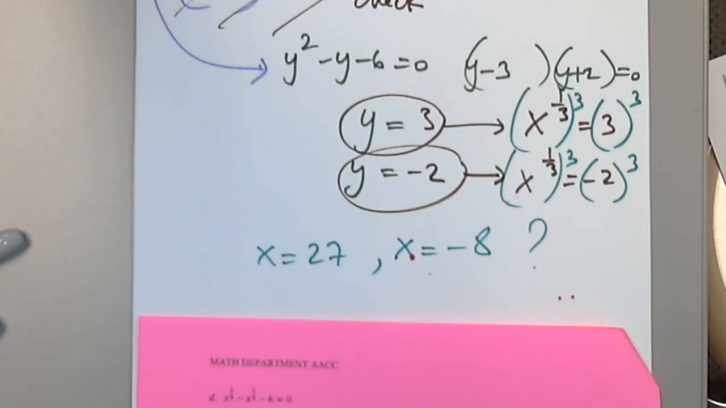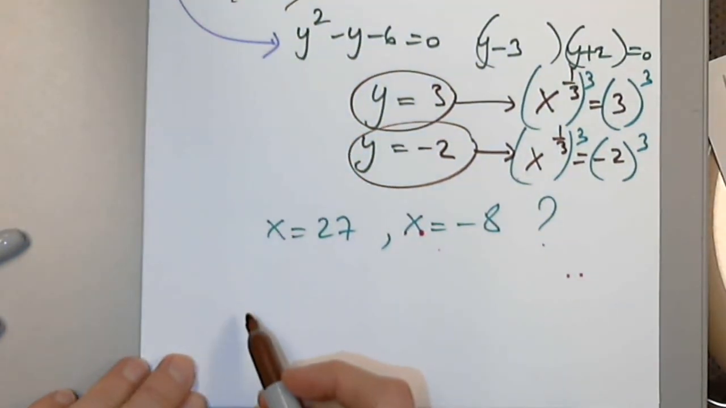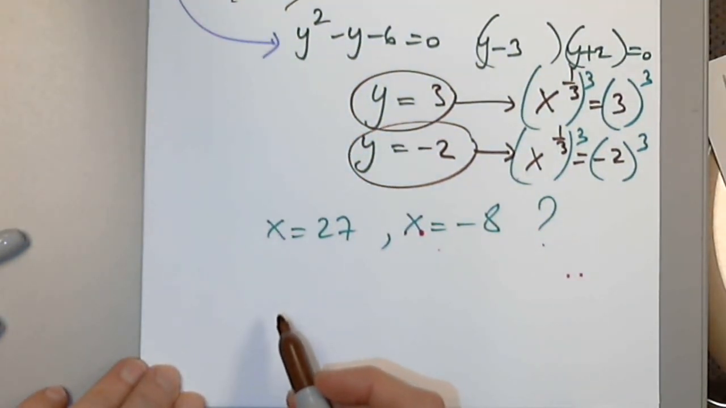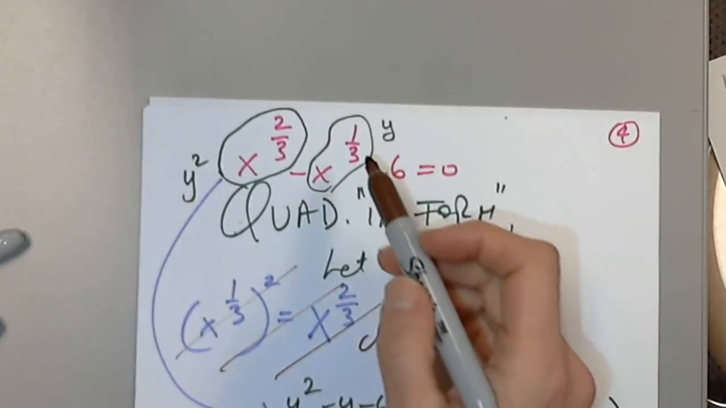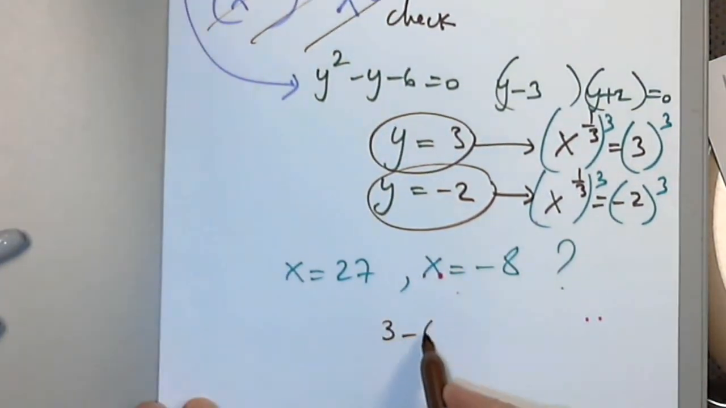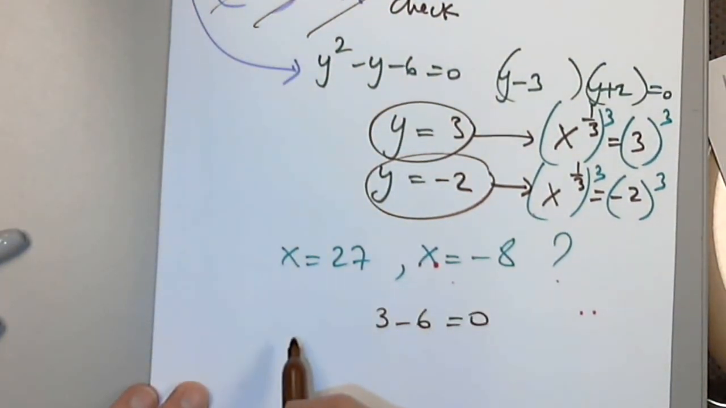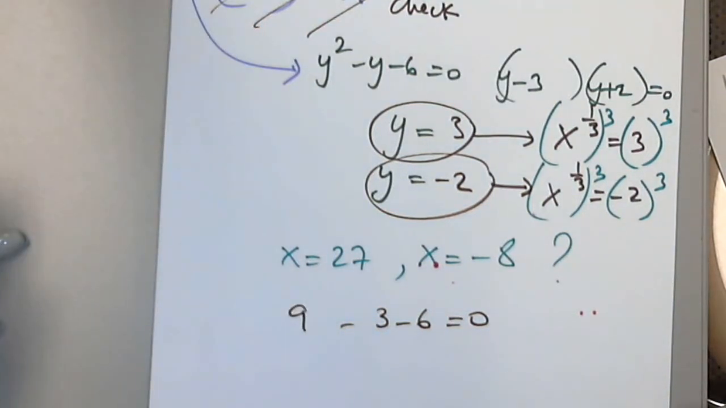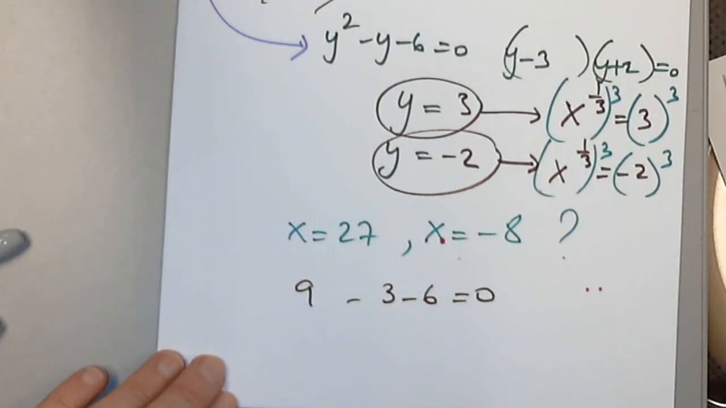I have to write this down, what you just said. Okay, I'm ready. Set x to the 1/3 equal to 3. So this is 3. Good. And 3 squared. So this must be 9. Yeah, 9 minus 3 minus 6 equals 0. Why did I bring this up now? Seems very simple. Let me tell you why.